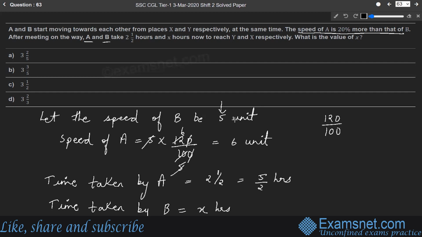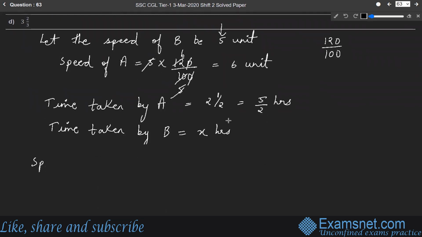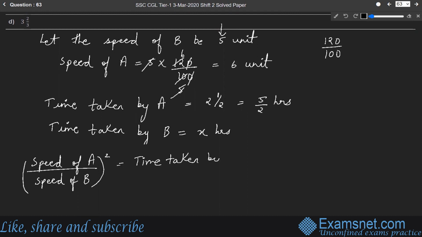All right. Now, what we have to do is we have to simply form a ratio of speed of A upon speed of B whole square. Okay. So the basic concept will be: speed of A divided by speed of B whole square will be equal to time taken by B divided by time taken by A. All right. So we have to use this basic concept here. Now all we have to do is substitute the values here, nothing else.